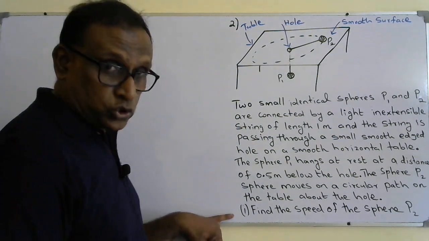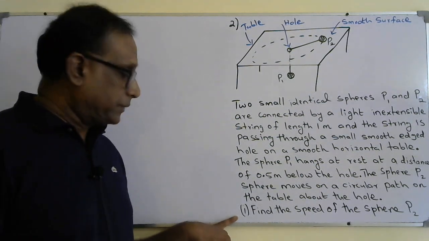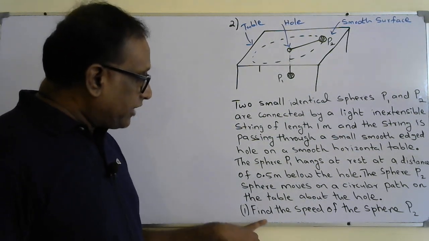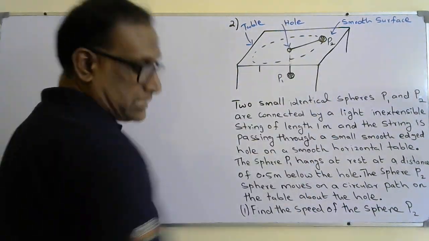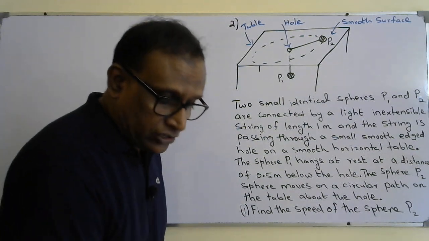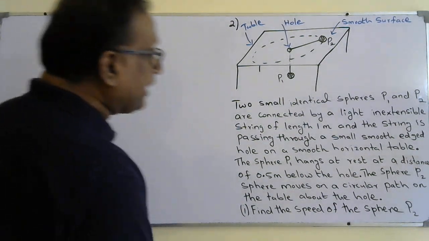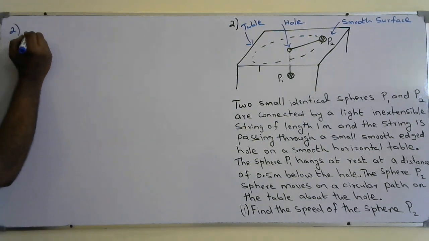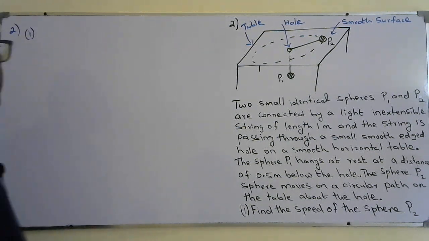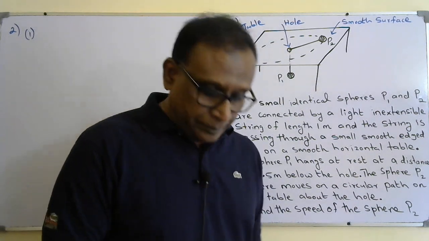There are two parts. I wrote only the first part, I'll write the second part later. The first part says find the speed of the sphere P2. P2 is moving on a circular path, and we need to find its speed. We'll think about the free body force diagram for the second question, first part. We'll think about the free body diagram for P1 and P2 separately.